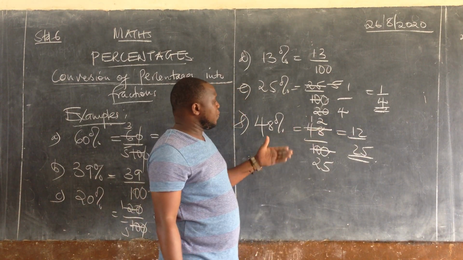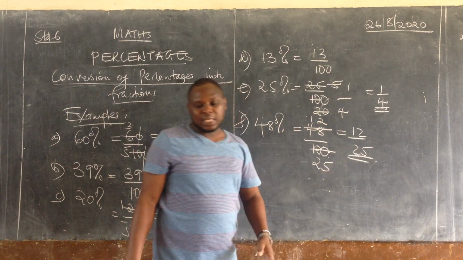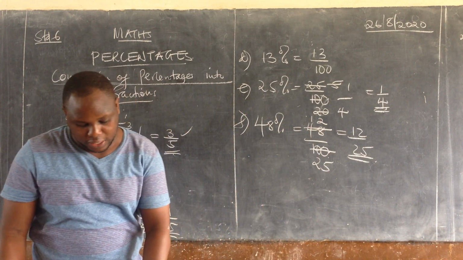If you don't want to use 4, you can start by dividing by 2, going to the end, and you still get 12 over 25.